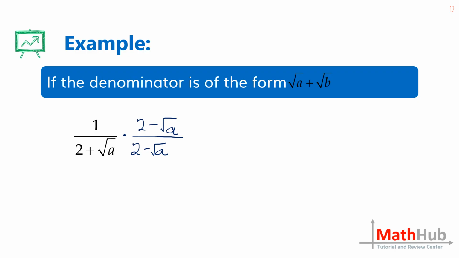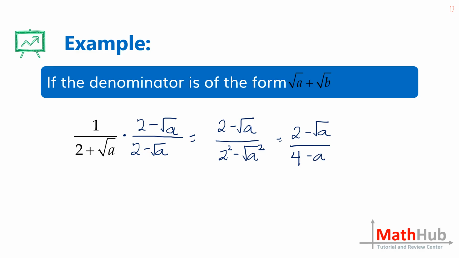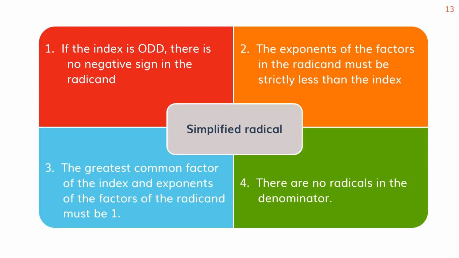Let's continue with our solution. So we have 2 minus square root of a all over, this is difference of two squares. So square the first term minus square the second term. So we now have 2 minus square root of a all over 4 minus a. So that's it. That's the rationalized version.